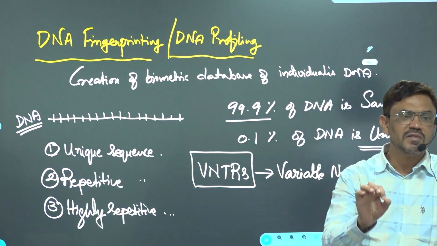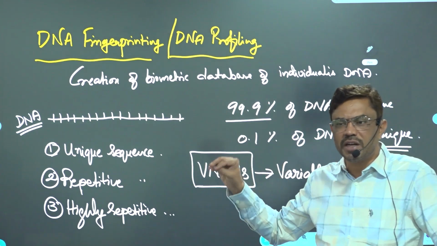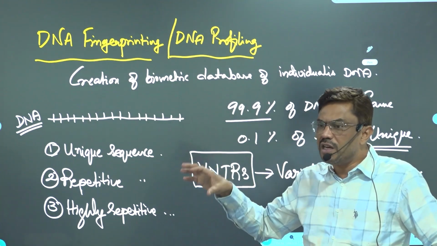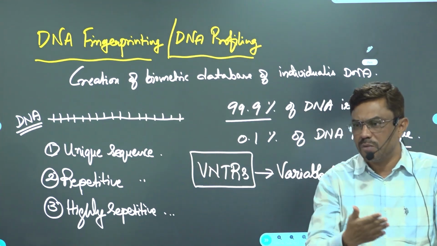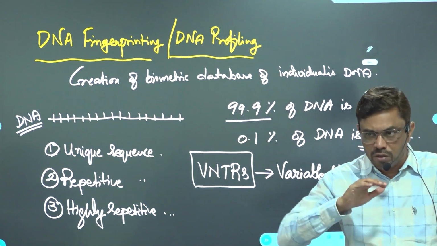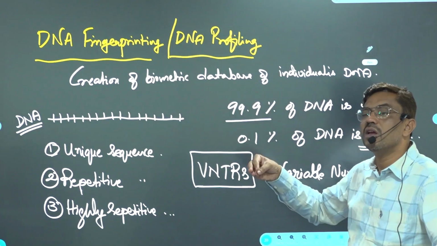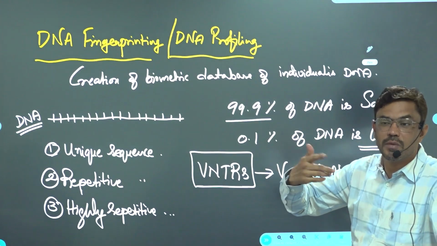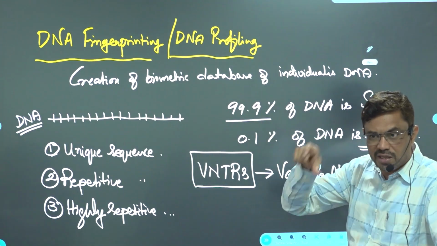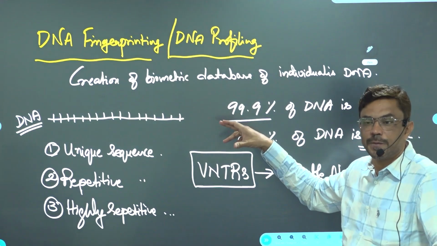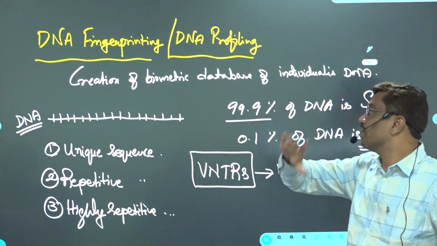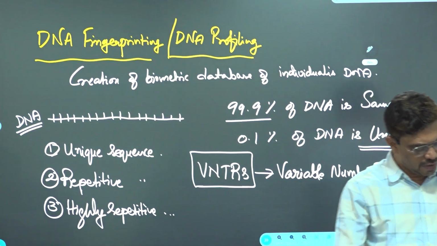So these unique sequences are called VNTRs, variable number tandem repeats. The VNTRs may vary from one person to another person, but they are similar. The frequency of repetition of these VNTRs may be matching between closely blood related individuals. Based on that concept, DNA fingerprinting is done. Is it clear? Right. Then what are the applications of this DNA fingerprinting?